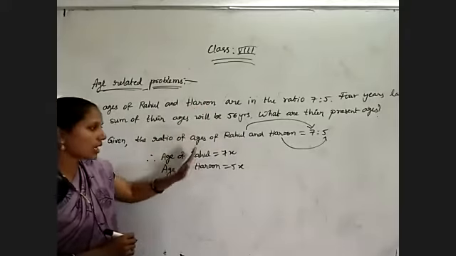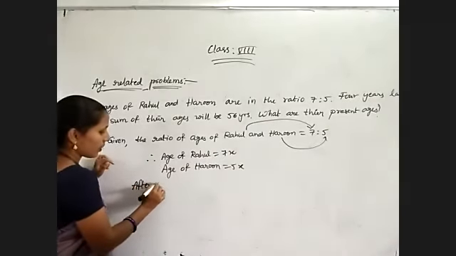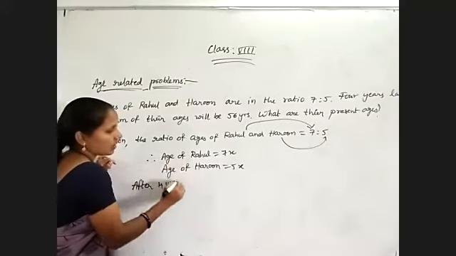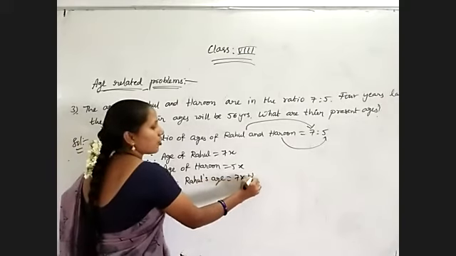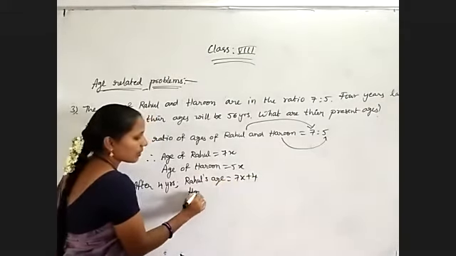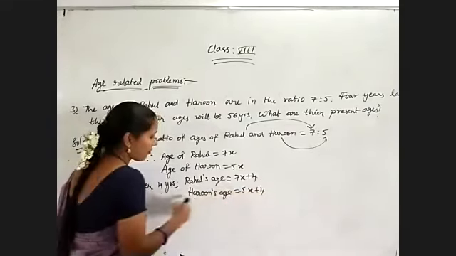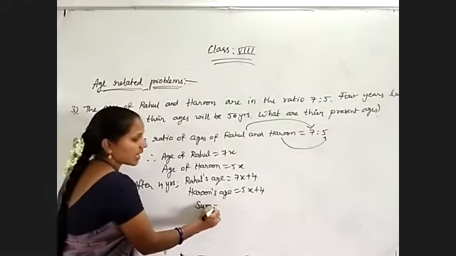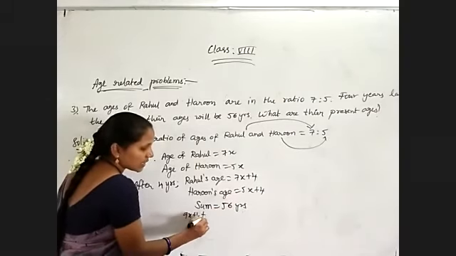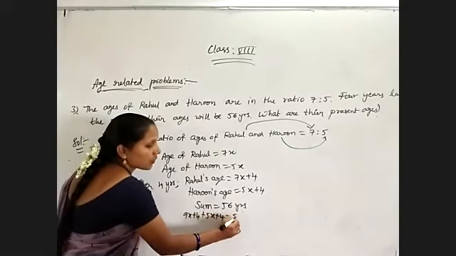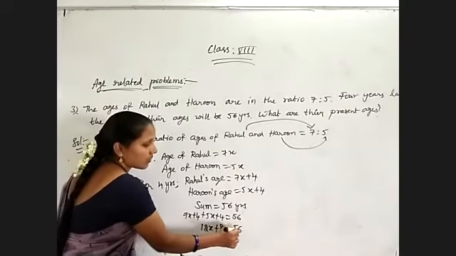After 4 years, first of all, what are those members' ages? After 4 years, Rahul's age will be equal to 7x plus 4 and Harun's age will be equal to 5x plus 4. Given that after 4 years, the sum of those two people's ages is equal to 56 years. So that is 7x plus 4 plus 5x plus 4 is equal to 56. So 7 plus 5, 12x plus 4 plus 4, that is 8, is equal to 56.